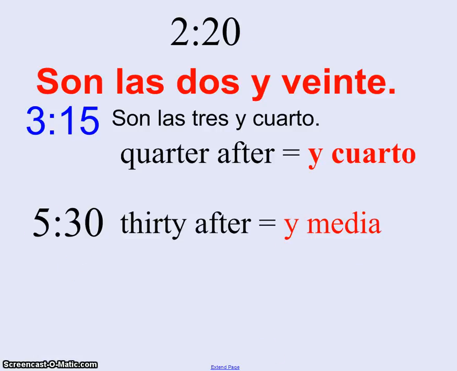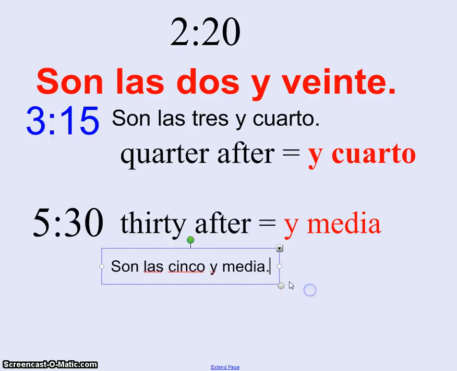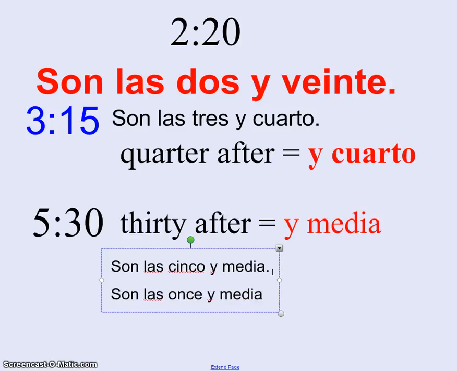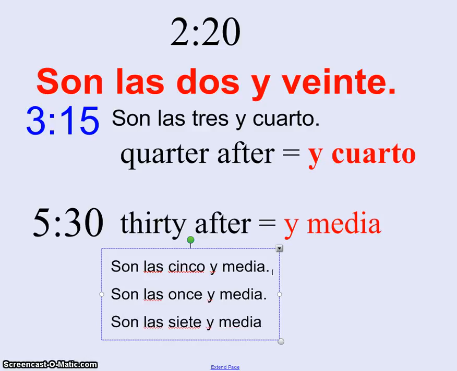So for example, for 5:30, let's do some examples here. 5:30, son las 5:30. So you don't try to write the word 30, you just say y media. That's why we only need to know the numbers 1 through 29. What about if it was 11:30? Son las 11:30. Cool. What about if it was 7:30? Son las 7:30. And so on and so forth. So hopefully you kind of get the idea there.